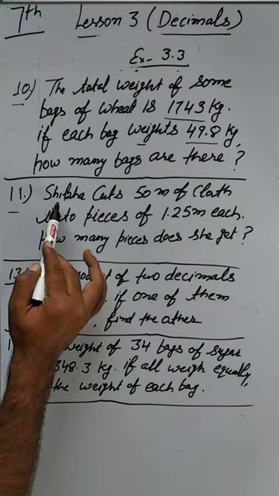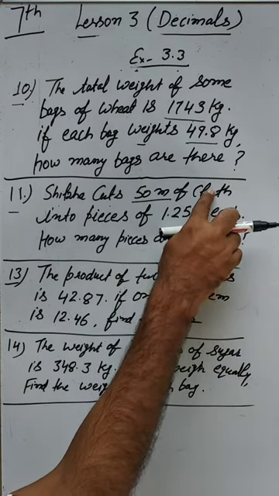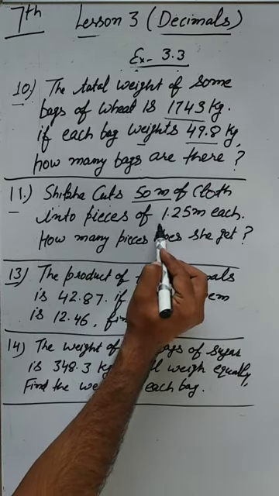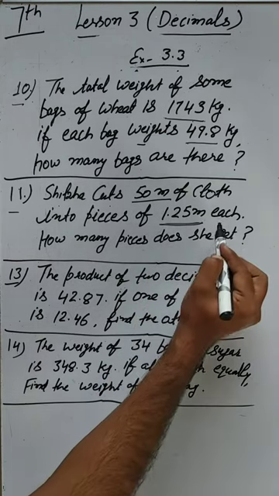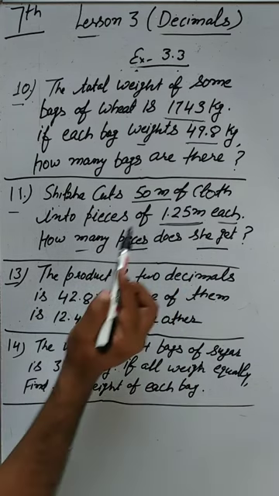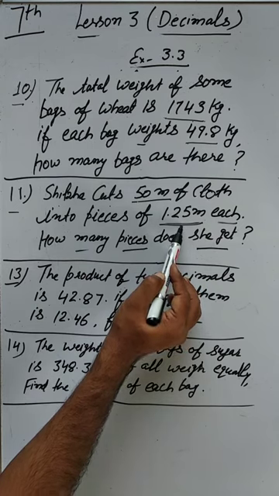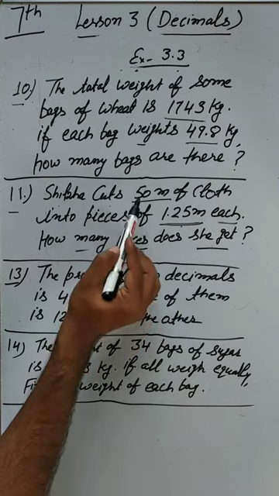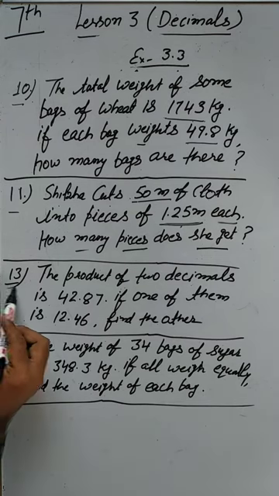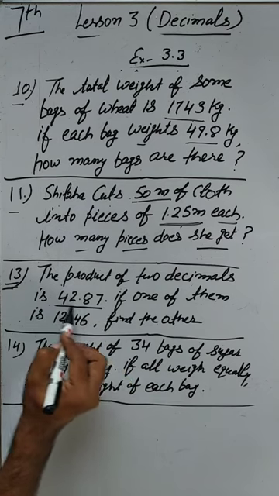And question 11: Shikha cuts 50 meters of cloth into pieces of 1.25 meters each. How many pieces does she get? She has total cloth of 50 meters and the length of every piece is 1.25 meters. Then the number of pieces will be 50 divided by 1.25. Understood, beta?